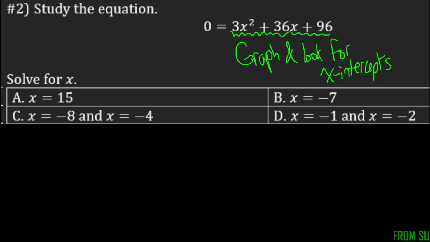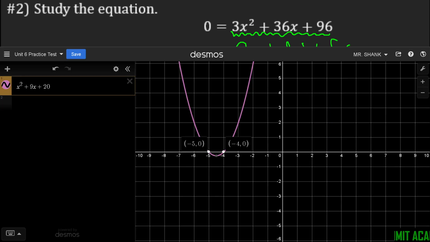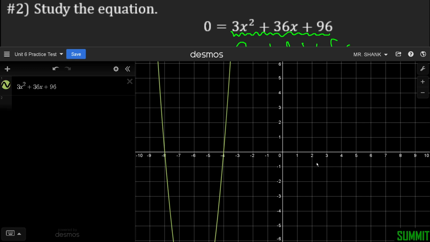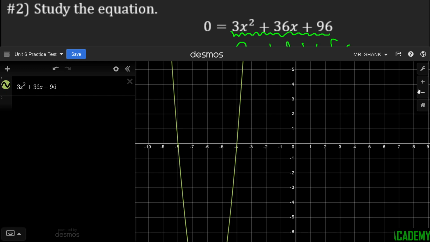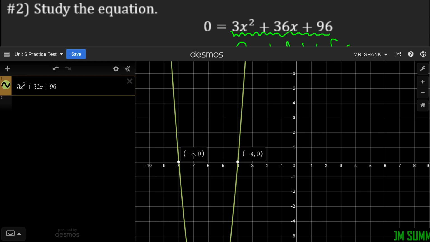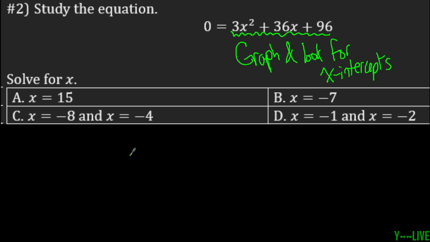So I'm going to go back to my graph here. Let me pull that up. I'm going to clear this one out. So now I'm going to say 3x squared plus 36x plus 96. All right, there's my 2 curves. Again, if you don't see your function, you can always move it around or zoom in or zoom out. But I can get those 2 points, again, where the y value is 0. So I'm going to say x equals -8 and x equals -4. Let me circle that answer then. So we're going to say C for that one.